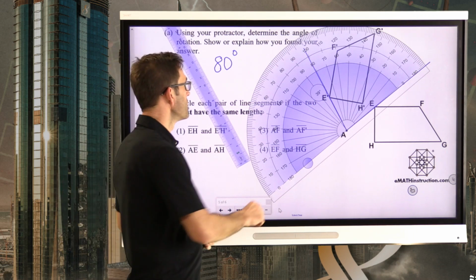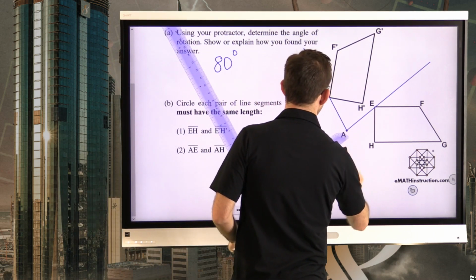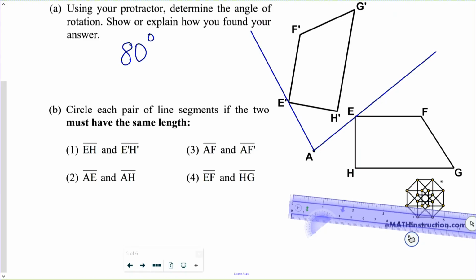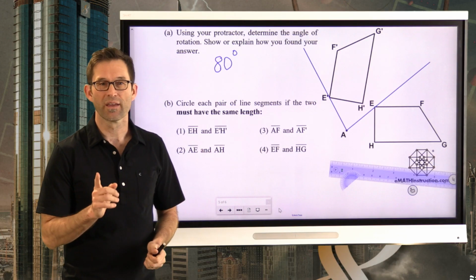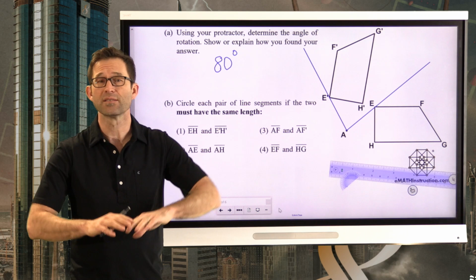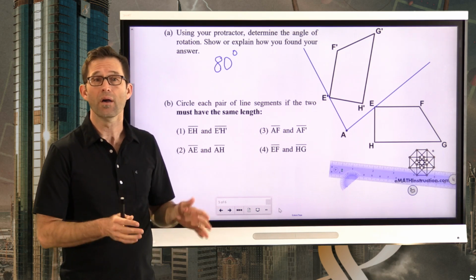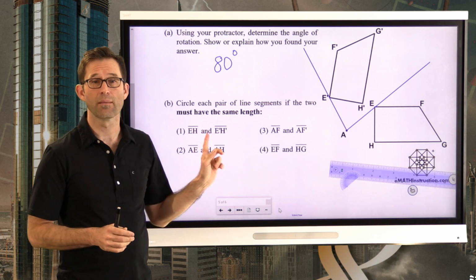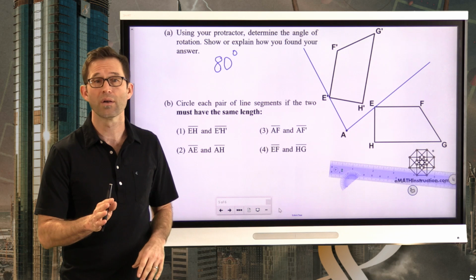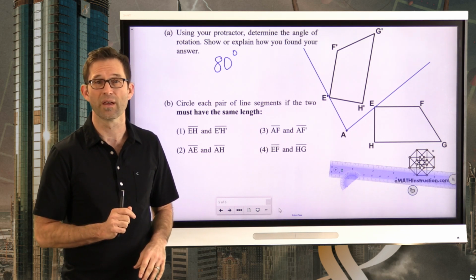All right? Now let me minimize these so that we can look at the last part of this problem. Letter B, circle each pair of line segments if the two must have the same length. So what I'd like you to do is look at these four choices. There's more than one correct answer. I want you to find as many correct as you can and tell me, are these two the same length? If so, circle them. If you can't say that they're the same length, don't circle them. Pause the video now and figure out which pairs have the same length.